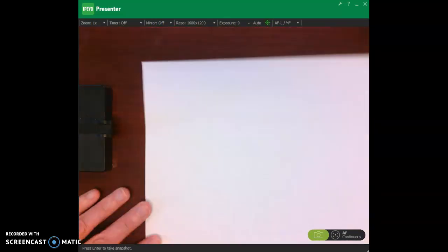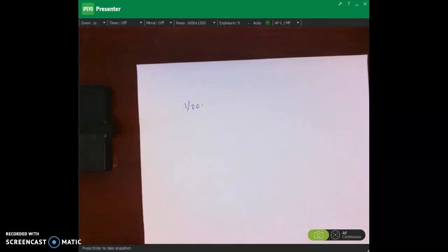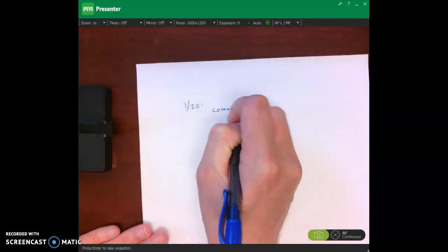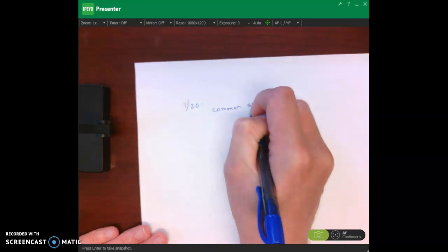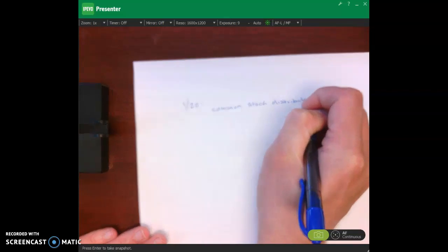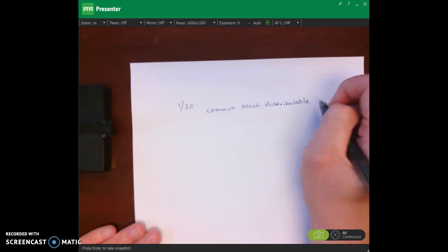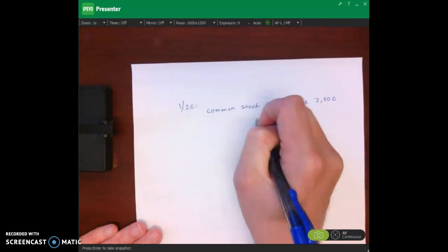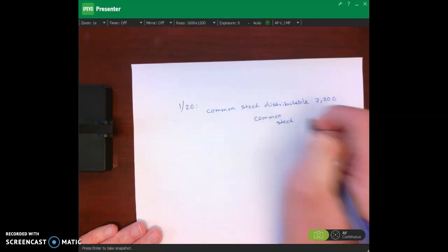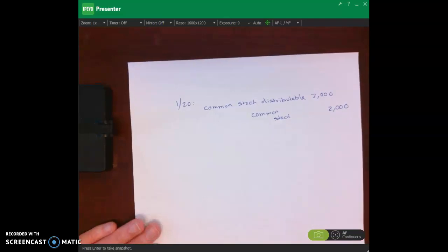Let's look over here on January 20th, which is my date of payment. So now what I have to do is I'm going to debit my common stock distributable, that temporary account that I set up on the date of declaration for my $2,000, and then I will move it to common stock for $2,000. Okay? Right over there.